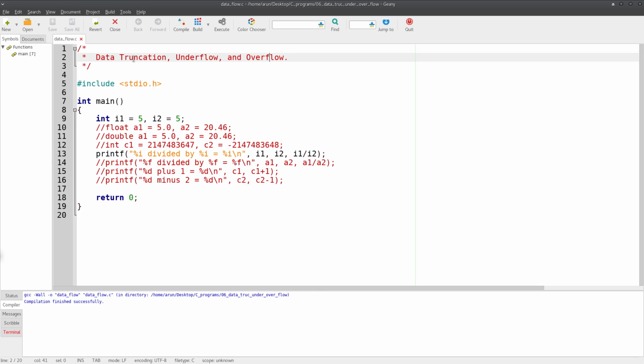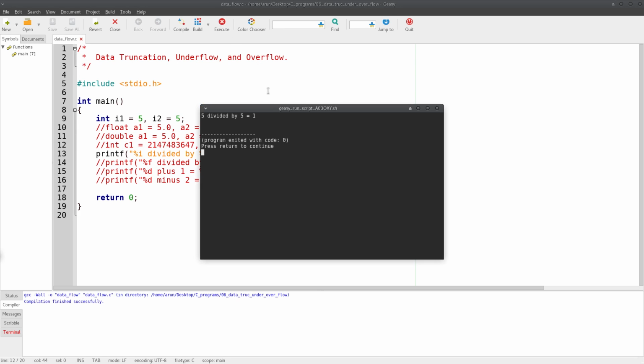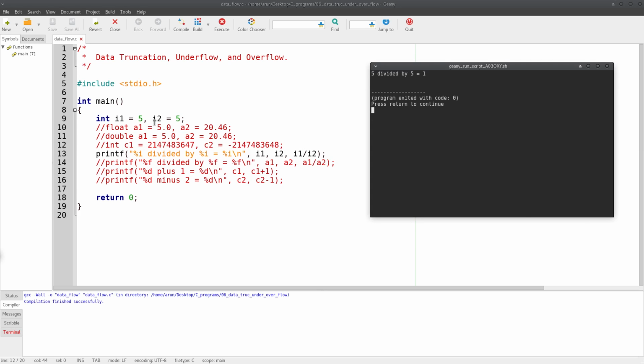When you run a particular program, the data types undergo some kind of truncation while doing some arithmetic operation or while being represented. For instance, right now I just commented out these codes, only this line and this line get compiled. So if I compile, build and execute this, let's see what happens. Since I1 is 5 and I2 is 5, when I print this statement, I get 5 divided by 5 is 1. Seems pretty simple and legit, isn't it?